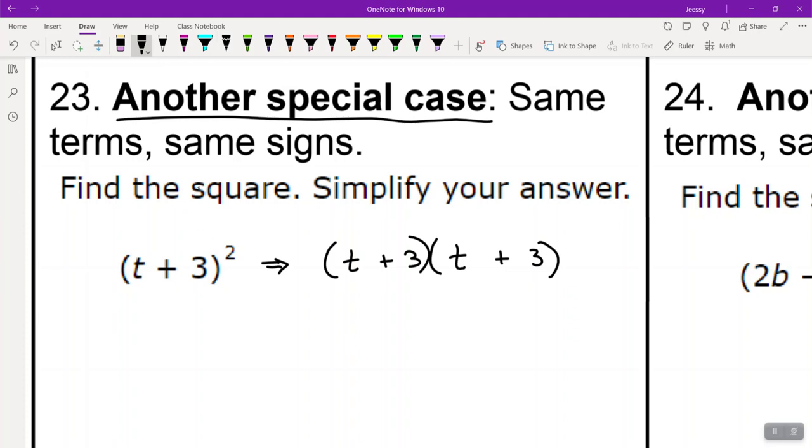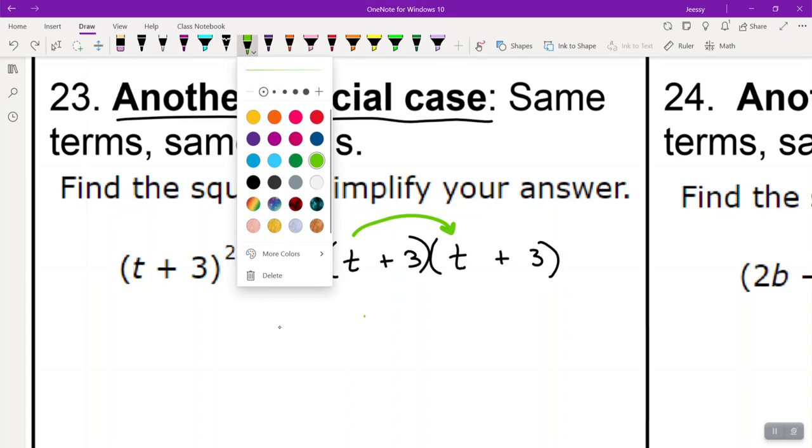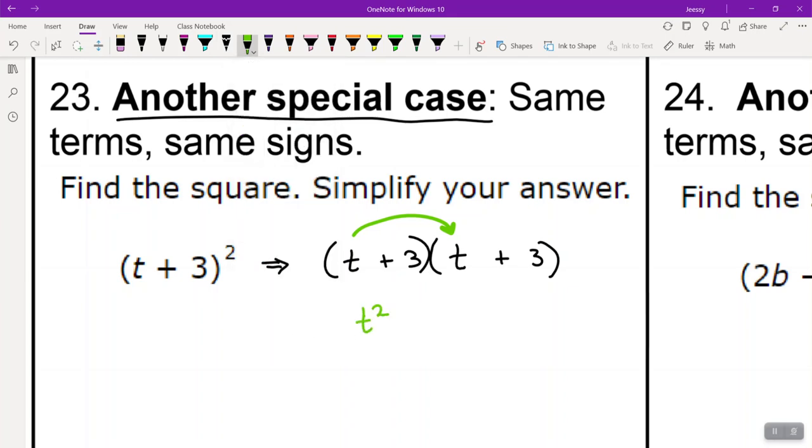And now we do what we were doing. We distribute. All right, what's t times t? Oh, wait, I need to change the font size on this thing. And what's t times 3? Plus 3t. Keep going. This one times this one. Plus another 3t. And then the last one is 3 times 3.